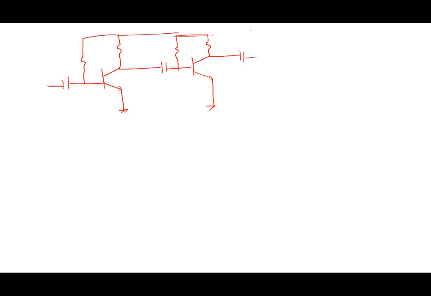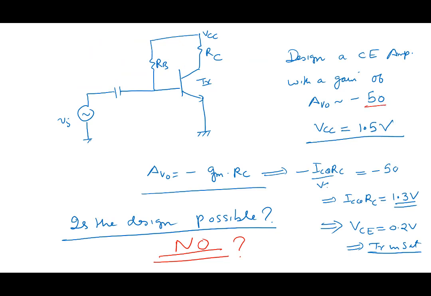Right, at 2 stages. V0. He is not saying that, he's saying give me a gain of minus 50. He's not saying that use only 1 stage. You can use 2 stages. Use a 2-stage amplifier. So you are right, a 1-stage amplifier will not work, that we have found. But a 2-stage amplifier may work.